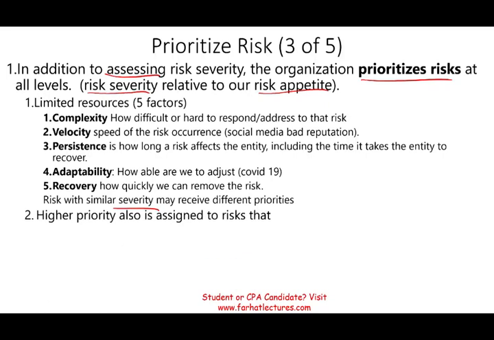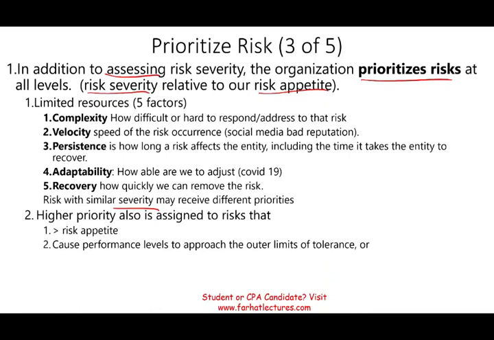And obviously you have to assign higher priority to risks that are greater than your risk appetite. You cannot tolerate certain risks that will not allow you to perform well, that cause performance to approach the outer limit of tolerance. Simply put, we're really stressing ourselves because of this risk. And risks especially that affect the entire company, like an airplane crash or COVID-19. COVID-19 is something you can't do anything about, right? But for an airplane crash, of course, you have to make sure your maintenance people are maintaining the airplane and you are giving them enough money.